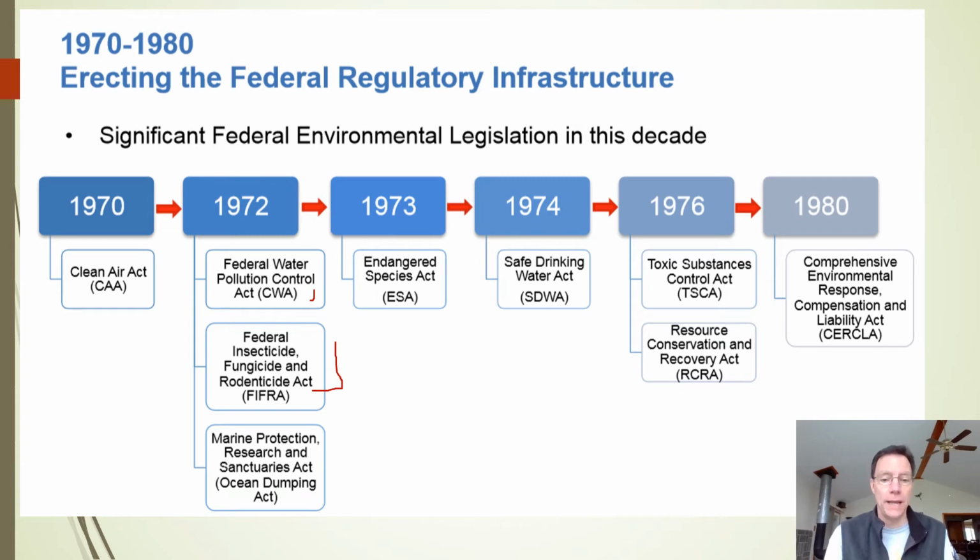An Ocean Dumping Act. Prior to this, it was legal to dump waste directly into the ocean. It didn't matter what kind of waste. That's crazy, isn't it? But now, finally, in 1972, we had a law that said, no, you can't just dump anything into the ocean. You guys are familiar with the Endangered Species Act, 1973.